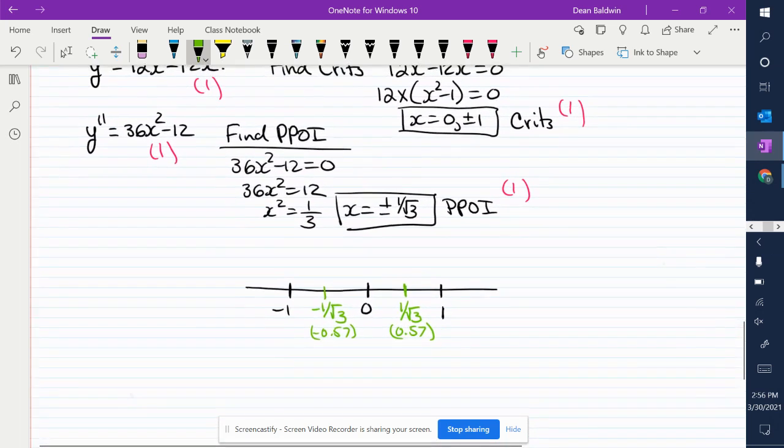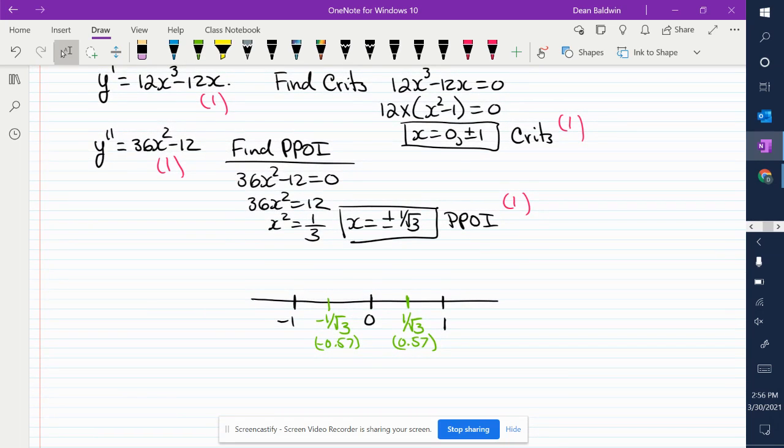Okay, so now we test points. But this is the trick here: you only test the points you need to test in each derivative. So we'll do the first derivative first, f prime of x. All the first derivative stuff is in black. So I have to test a point on this side of -1.